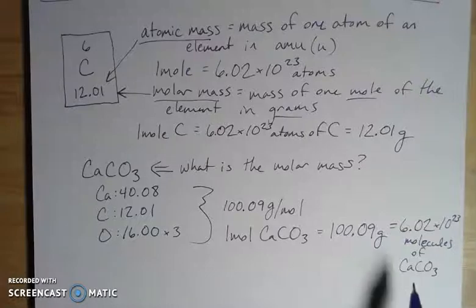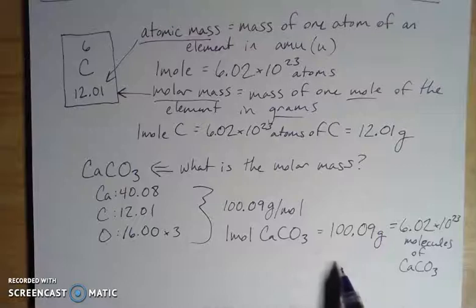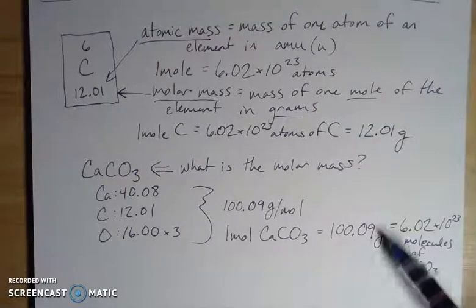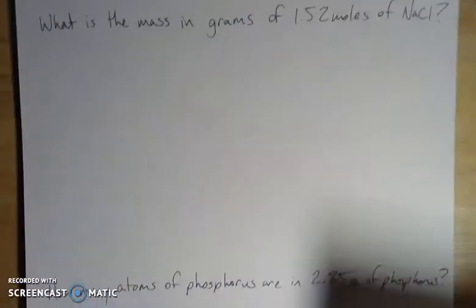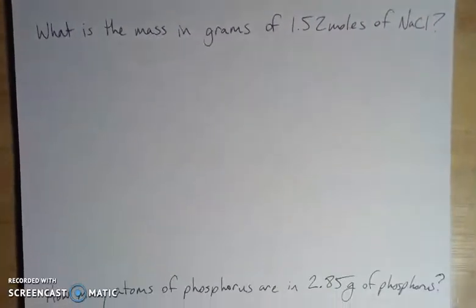And again, this is useful information because I can go from molecules to grams, from grams to moles. I could even go from molecules of calcium carbonate to individual atoms that are within that particular compound. So once we have these relationships, then we can start to interchange them. So let's look at some examples of that. Let's find the mass in grams of 1.52 moles of sodium chloride.